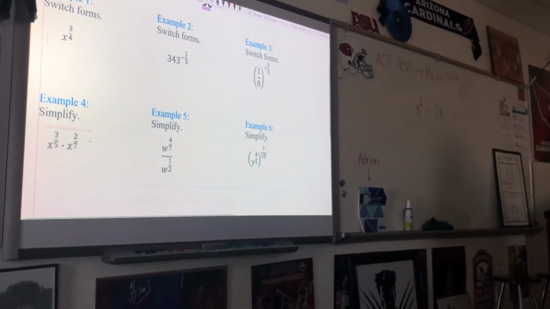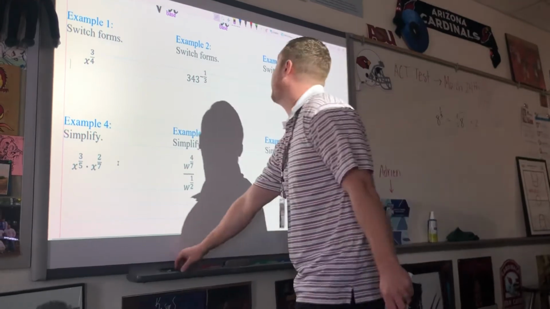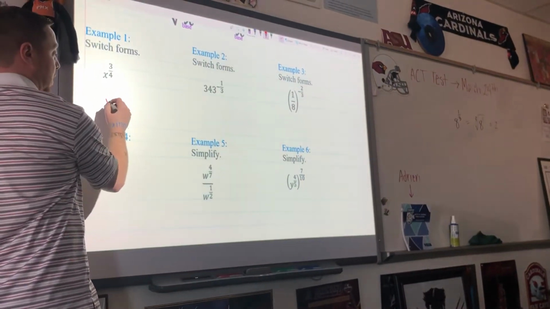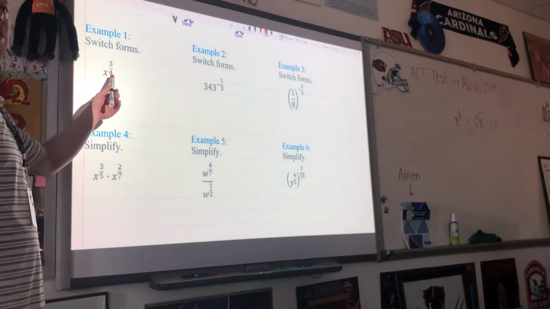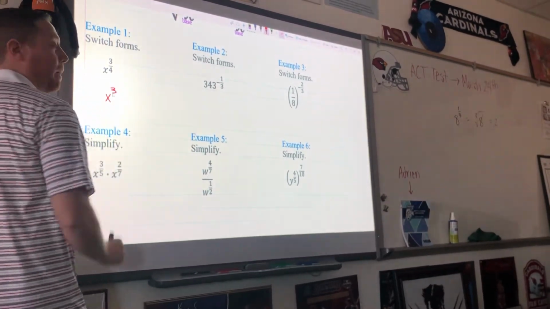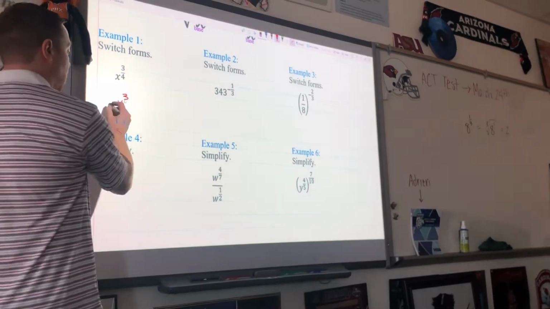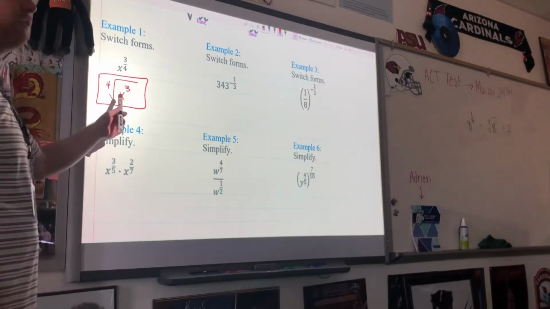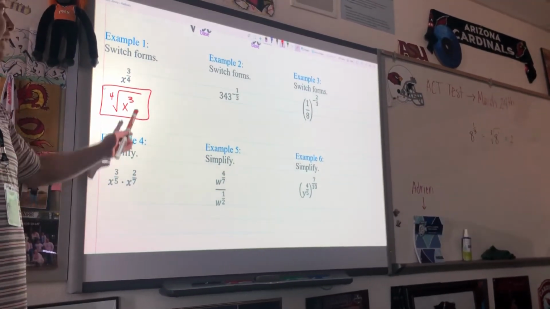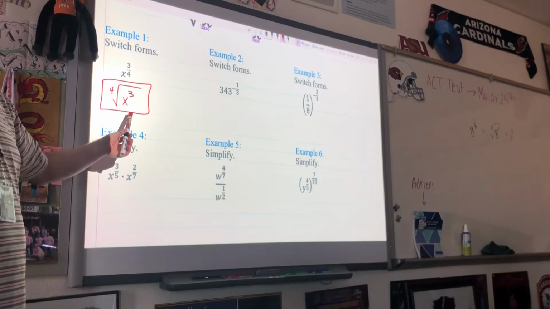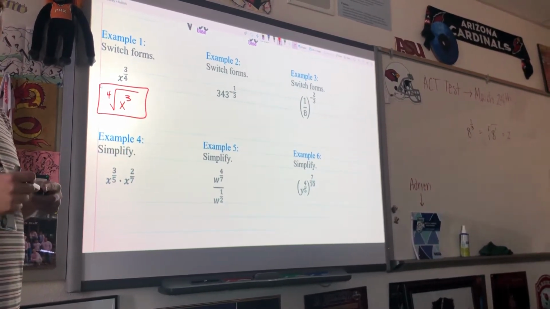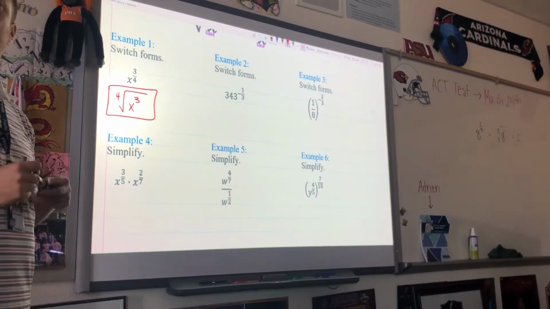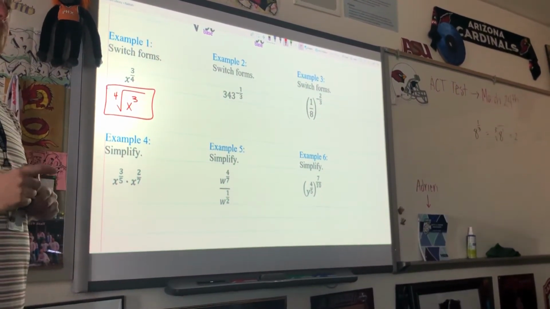All right, let's go to example 1. Example 1 is very basic. My base is x. The numerator is 3, so that is the exponent on my base. The denominator is 4, so that is the root. The directions were to just switch forms, and that's what I just did. That was in fraction exponent form. This is in radical form. So that's the most basic version of these questions. So far, so good? All right, let's keep going.